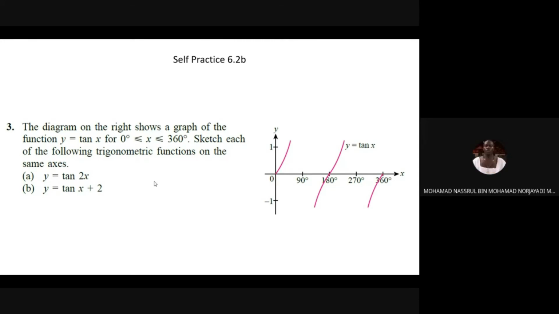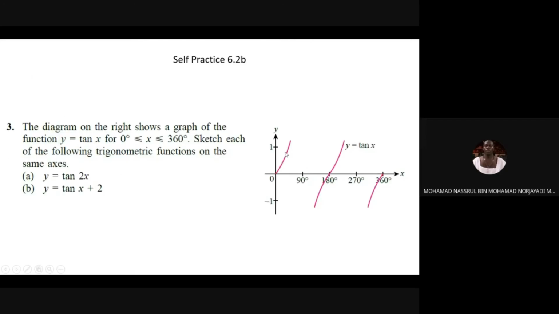So today I'll be teaching you guys self-practice 6.2b question 3. The diagram on the right shows a graph of the function y equals tan x for 0 degrees less than or equal to x less than or equal to 360 degrees. Sketch each of the following trigonometric functions on the same axis. So we have the normal simple graph of tan x, and we have question A. First question, y equals tan 2x. To solve this question, we must find the values of a, b, and c.